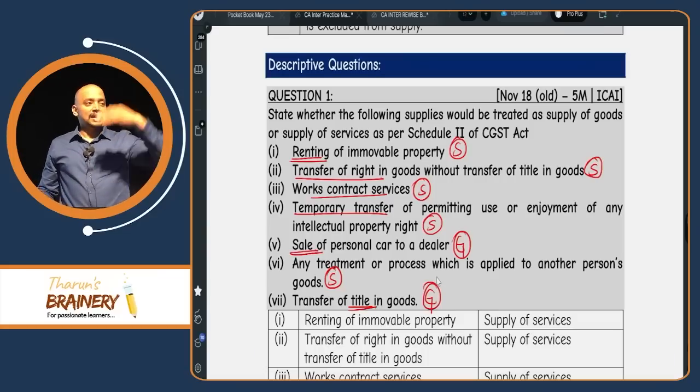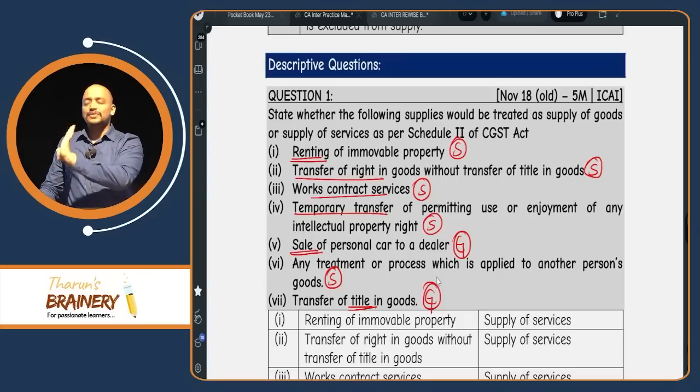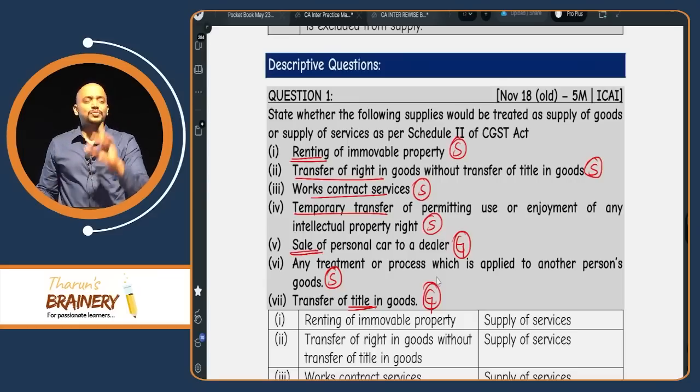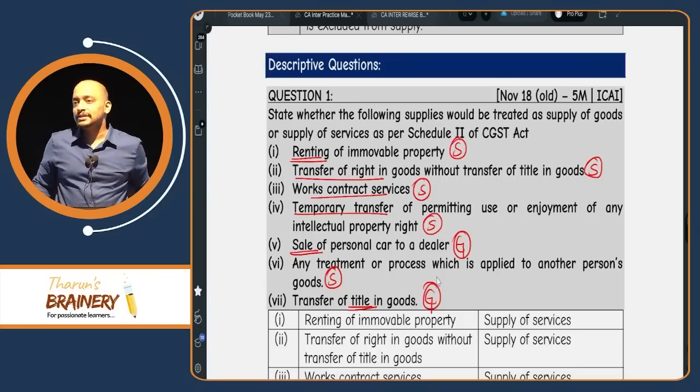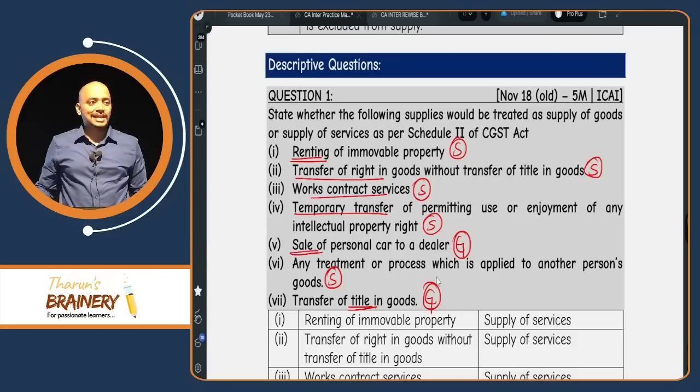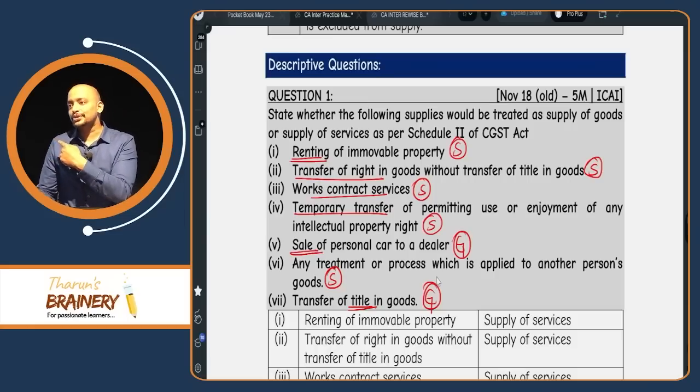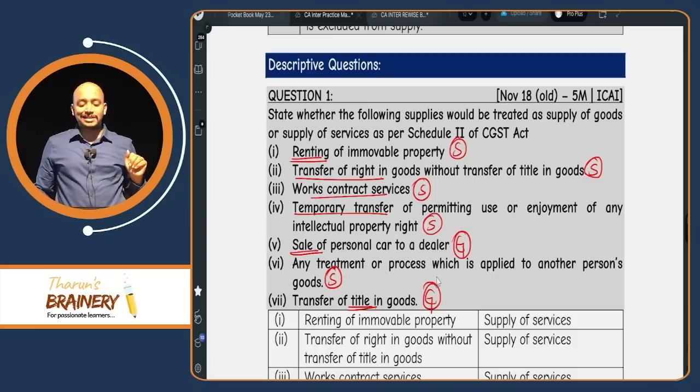So it is direct. That is, they will give a situation and we just need to write supply of goods or supply of service. What is the legal reference that we need to give? Legal reference in exam: Section 7(1)(a), read with Schedule II. This is classification of supply into goods or services. So Schedule II.